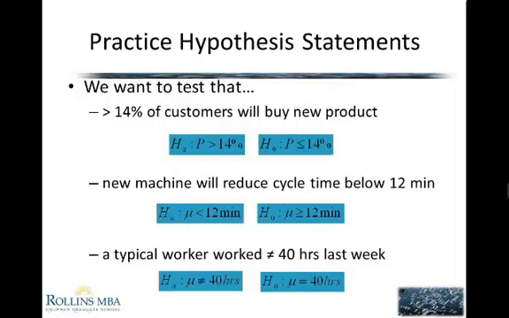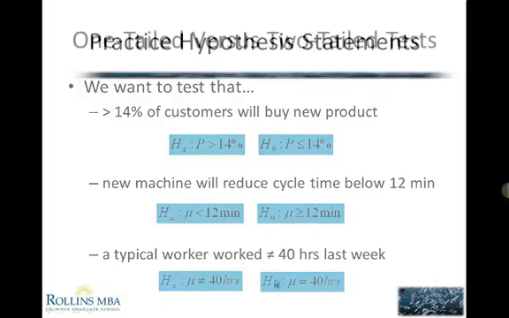And a third example, if we want to claim that a typical worker worked something other than 40 hours last week, then our alternate hypothesis statement would be that mu, the population mean of the time worked, is not equal to 40 hours. And the complement captured in the null hypothesis statement would be that mu is equal to 40 hours. So here we see how we can capture these statements in symbol form.